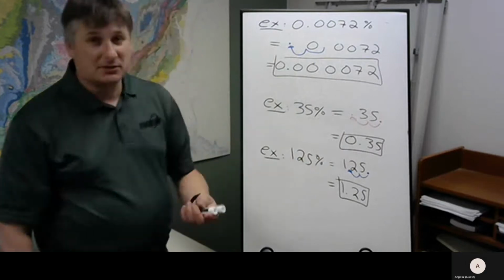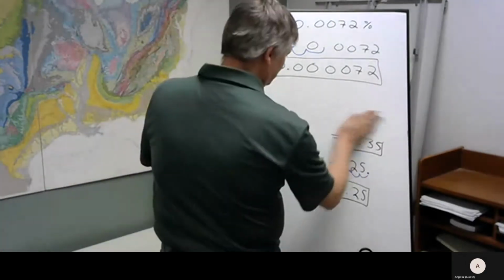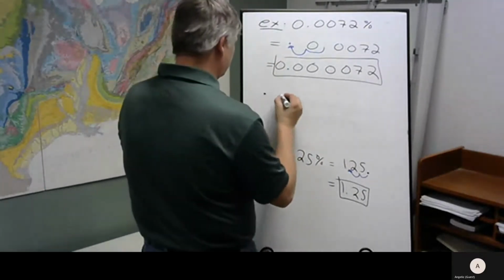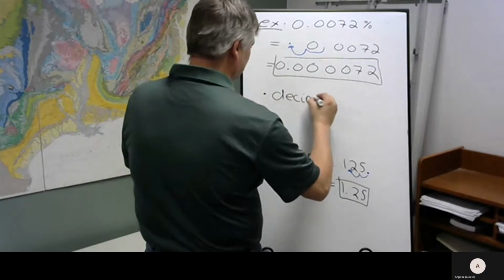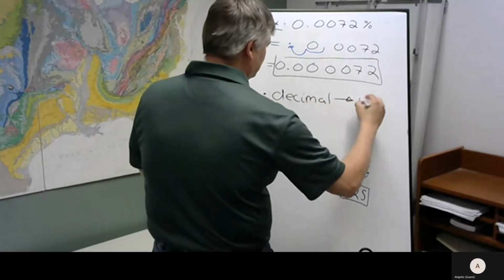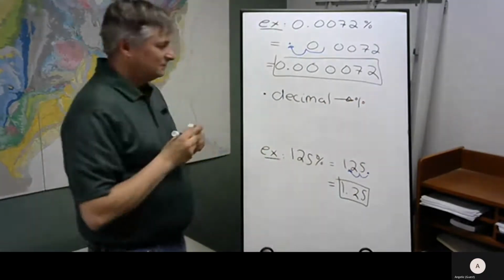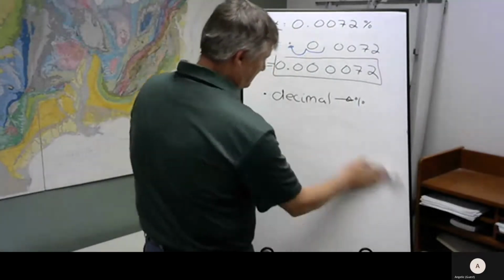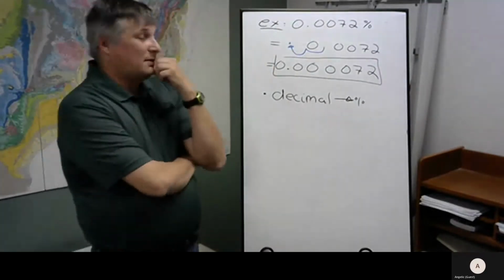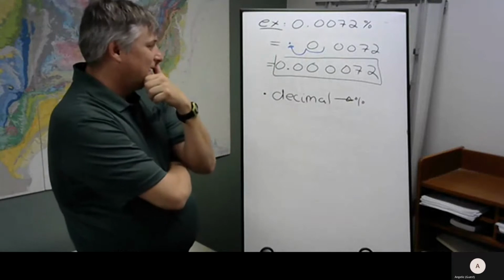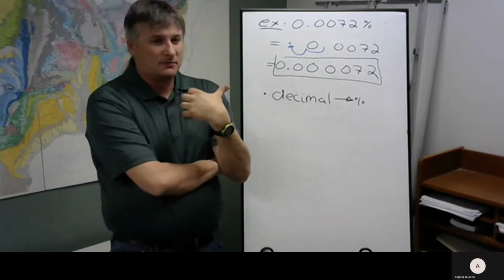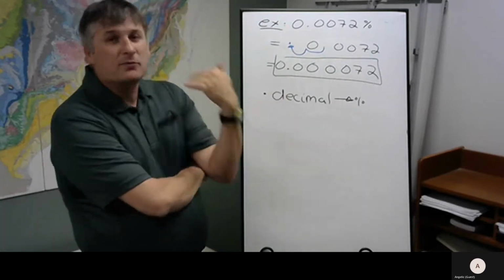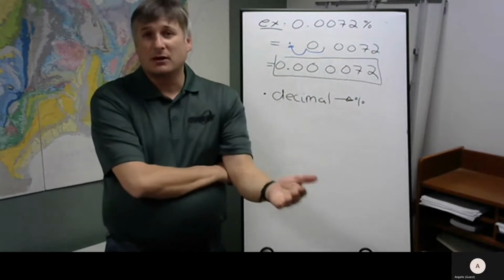Now the other way is decimal to percent. So the way this works is we're just going to do the reverse of turning a percent to a decimal. Instead of moving the decimal point 2 spots left, we're going to move it back. And that means moving it 2 spots to the right.